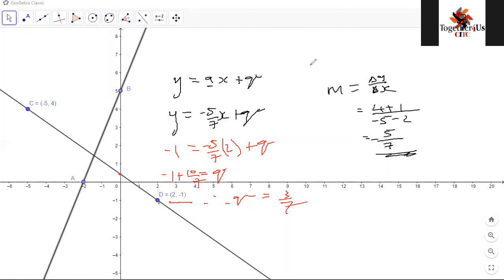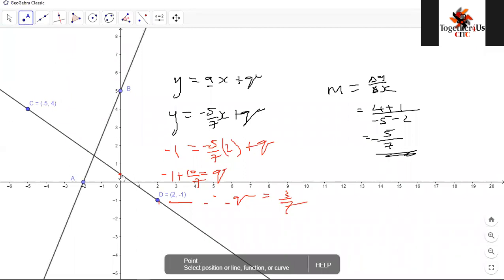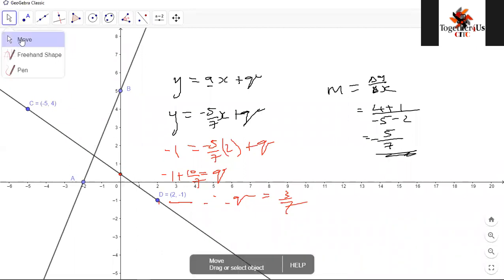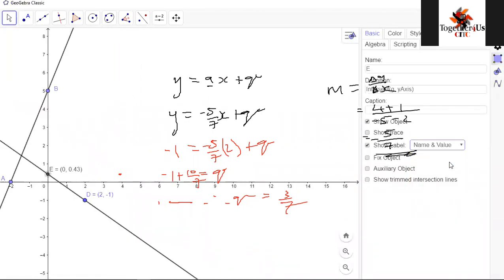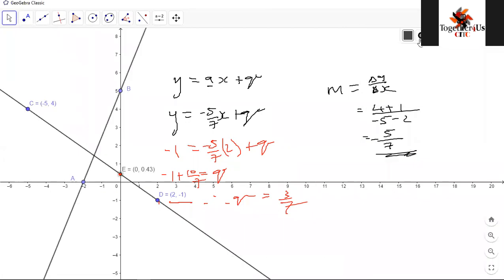In fact, I can go ahead here on GeoGebra and create a point and ask GeoGebra to show me the label of that point. It's point E, but I want to know the value. So I'll ask GeoGebra here. There it is, 0.43, and that's exactly what I have on the calculator. That's what 3 over 7 is. So you can see that the algebra does actually talk to what you have in the picture. Therefore, for this line here, we have the equation y equals negative 5 over 7x plus 3 over 7. That's okay, we are done.